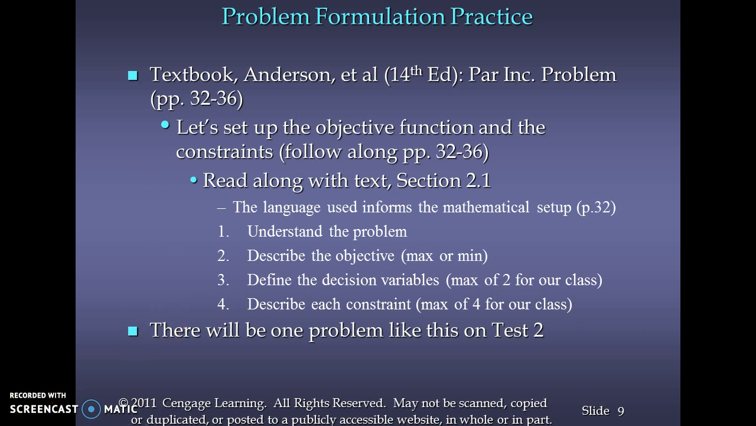Okay, now on slide 9, let's begin an example of problem formulation. Let's look at the example in our text, the Par Inc. problem on pages 32 to 36, and we're going to set up the objective function and the constraints here. I want you to follow along in the textbook, and I'm going to recite some of these values and circumstances that the text is telling us and try to apply them here. That's in section 2.1 in the text, beginning on page 32.